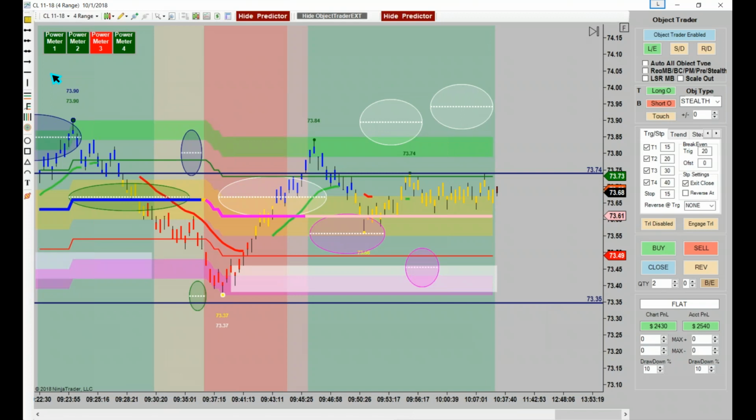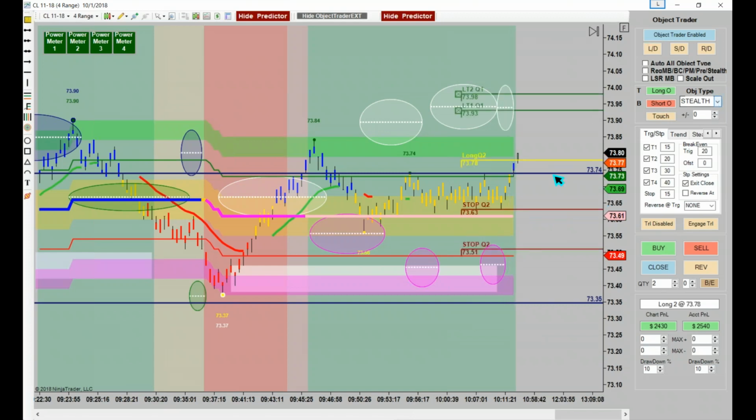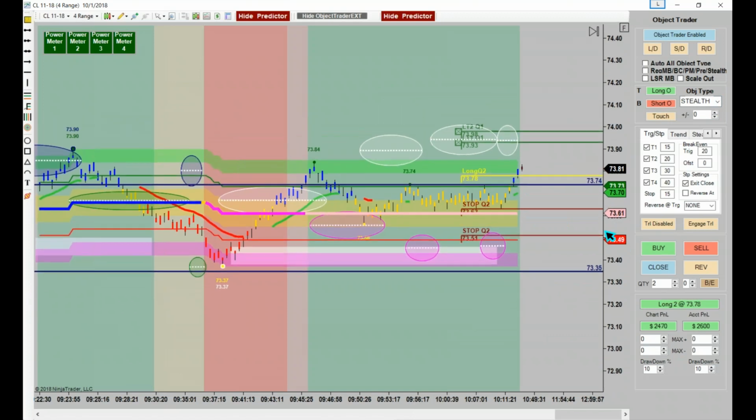Did quite a bit of chopping around, even right after we closed the room. See how it just held support again? Watch and see if stealth doesn't grab a trade. Now, like I say, it's going to be late, see, because it's literally going to be more of a breakout trade.